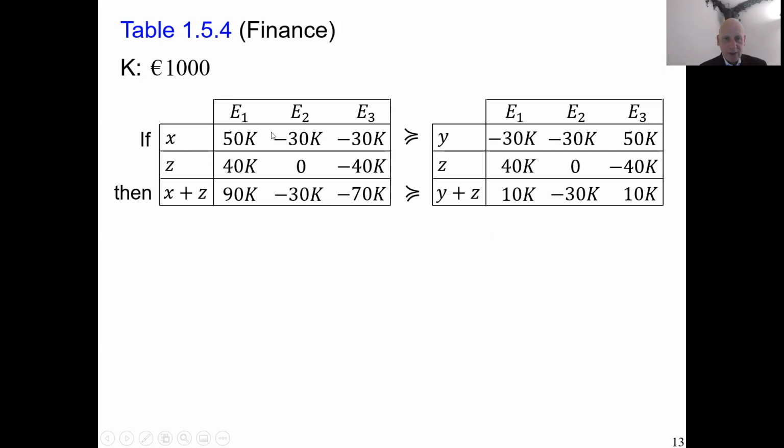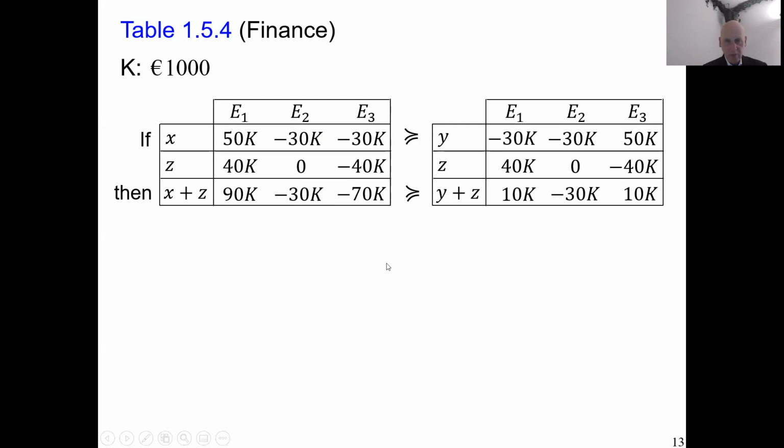Here we have X speculating on the high copper price. Imagine you prefer it to Y speculating on the low copper price. For C, we now take, well, in the previous finance example, C was a constant. Now C is not constant, making it more interesting. Z is 40k, 0, minus 40k. Here the same Z, you get 90, minus 30, minus 70, 10, minus 30, 10. Additivity says if you prefer X to Y, you should prefer X plus Z to Y plus Z.